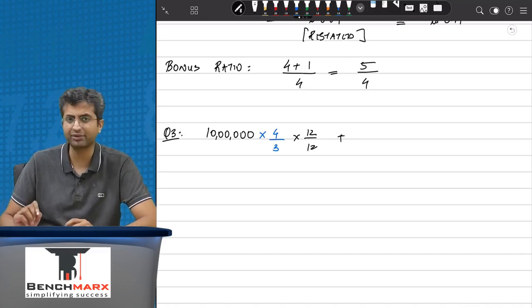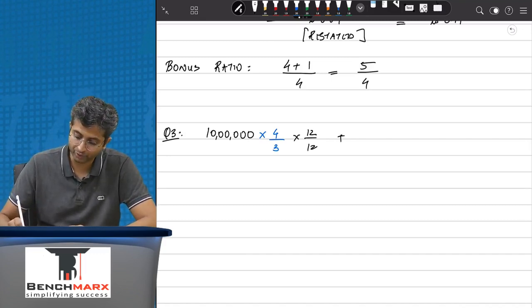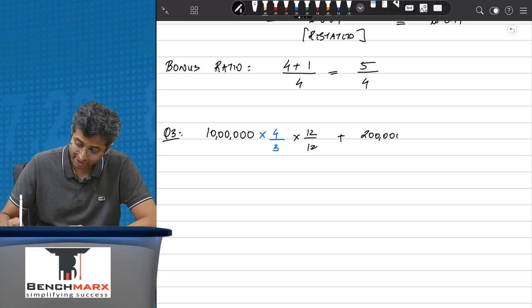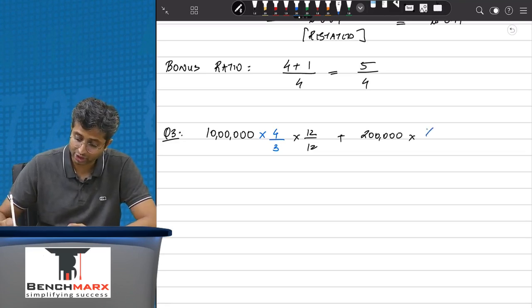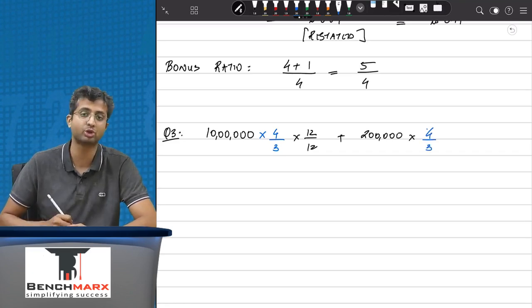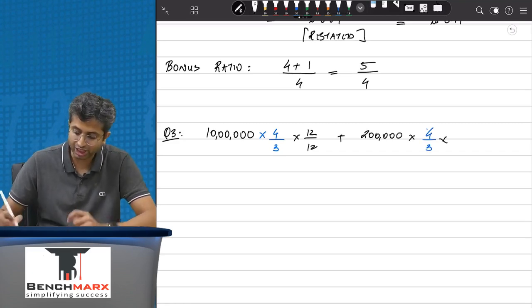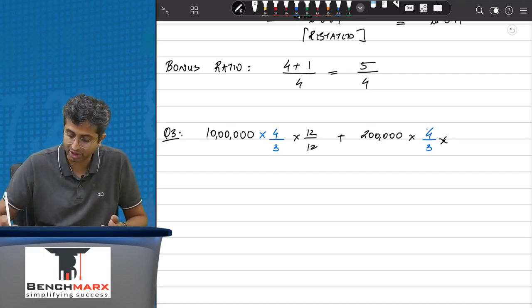After that, on 28th February, that is after 2 months, another 2 lakh shares have been issued. These are also shares which are issued prior to the date of bonus, and hence even on these shares you will be eligible to receive bonus, though these shares were issued in February, and hence they will be outstanding only for 10 months.